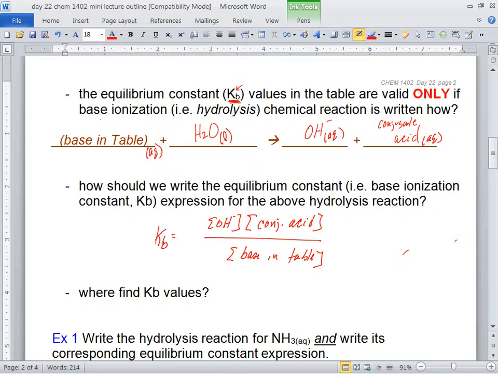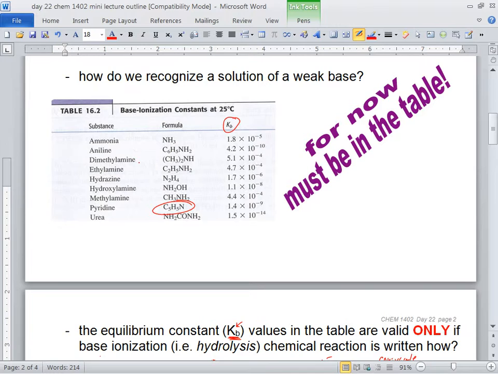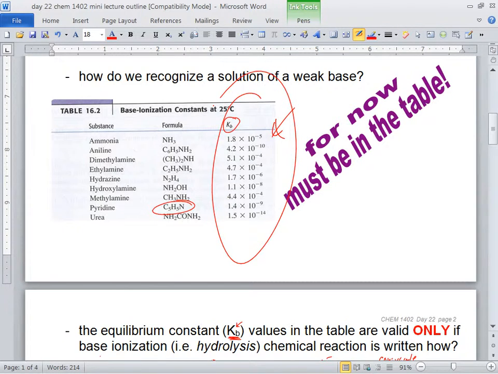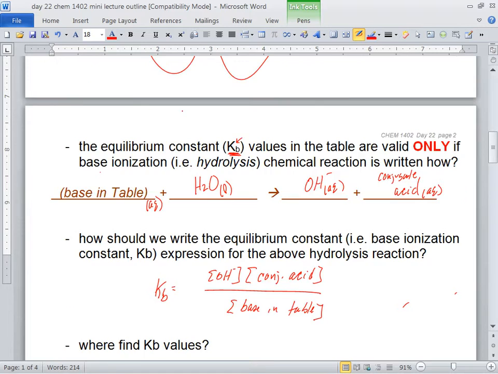So where are these Kb numbers? These Kb values? You guys need to start sitting up front. They're in the tables, right? Because these are the only bases that we have. You got to get this stuff from the tables, right? So that's how we're going to recognize a weak base. It's just one of these.